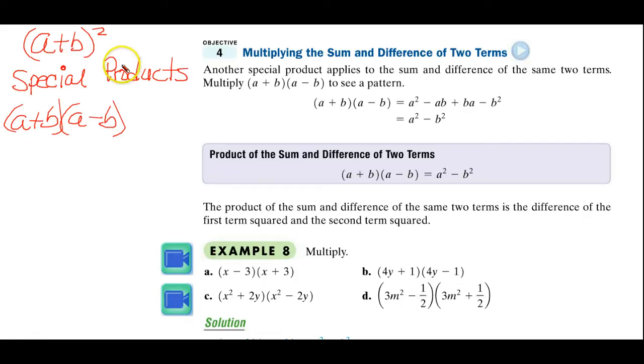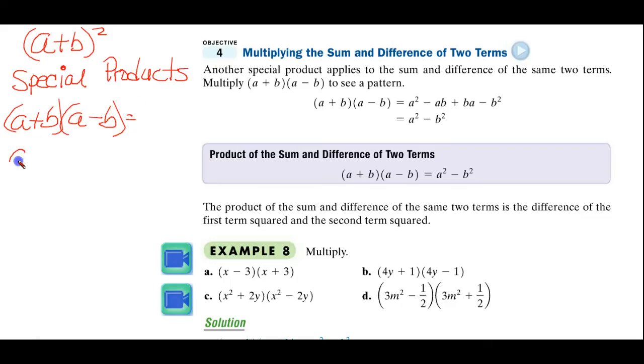Now, when we have something like this, that something we just completed, squaring a binomial, this is often referred to as special products. Now, another one that's similar to this is we have a plus b, a minus b. This is another type of special product. Now let's FOIL this and see what we get.